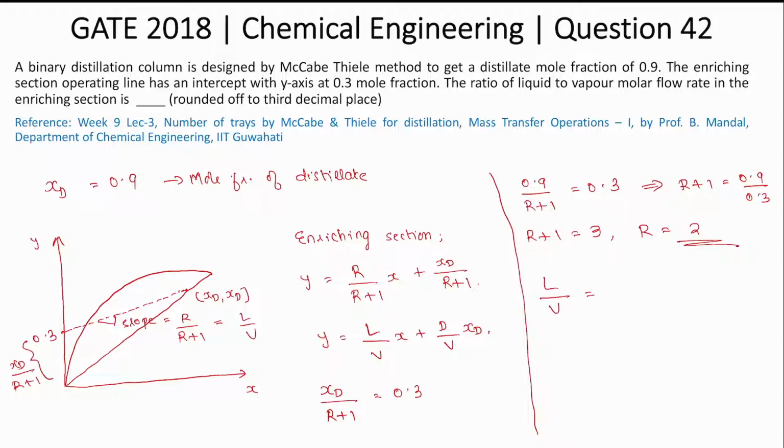Now the L by V, which is nothing but the liquid to vapor molar flow rate in the enriching section, we can write as R by R plus 1, which is the slope of the operating line of the enriching section. So substitute the value for R, we'll get L by V is equal to 2 by 2 plus 1, which is 2 by 3, which is 0.667.